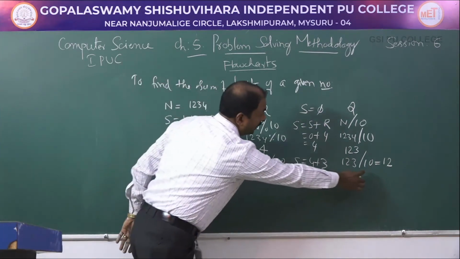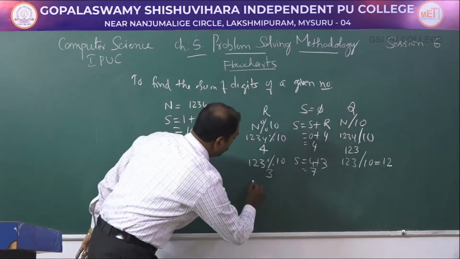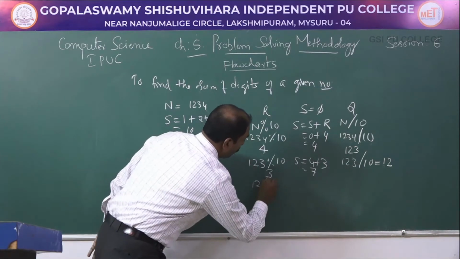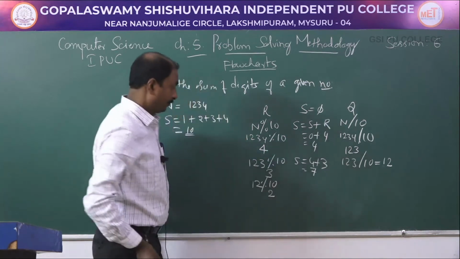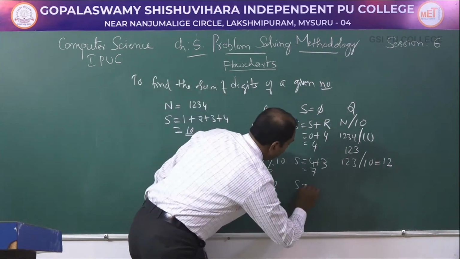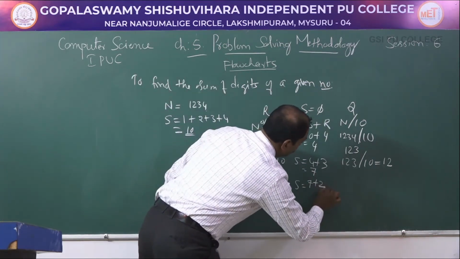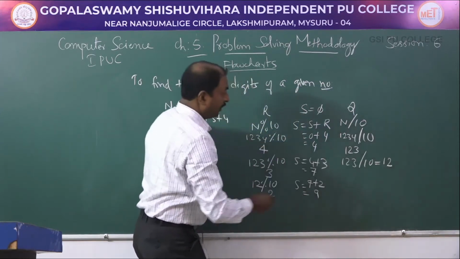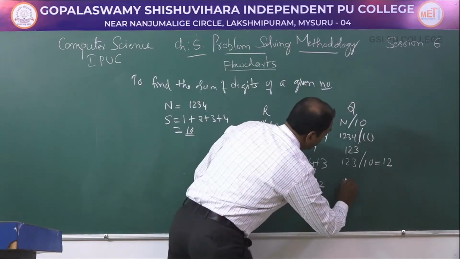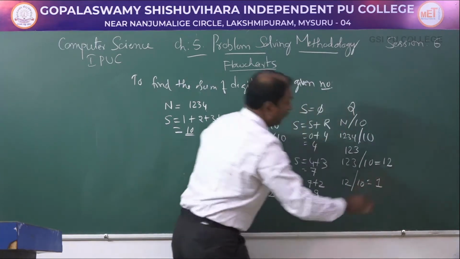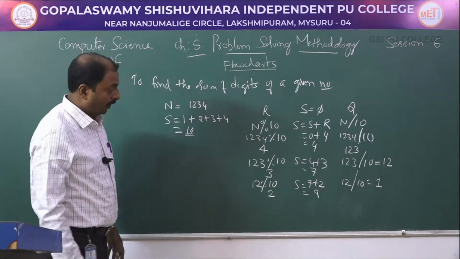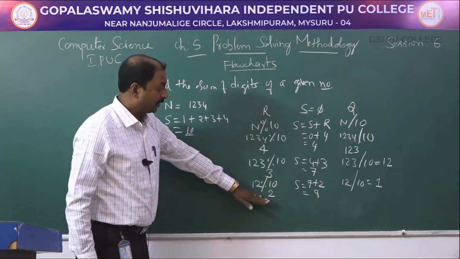Next step is take this as the number 12. 12 percentage 10, remainder is 2. Sum will be 7 plus 2, that equals 9. And what is the quotient? Now this 12 divided by 10, quotient is 1. So this is the third cycle.